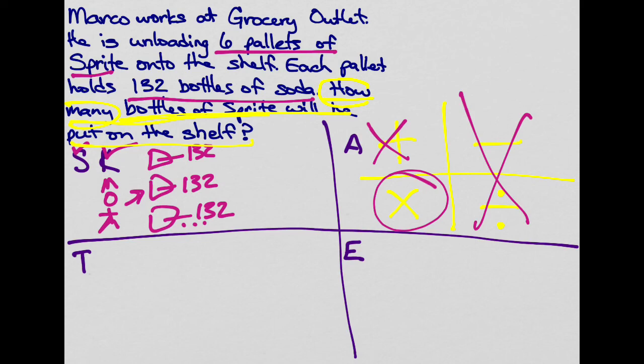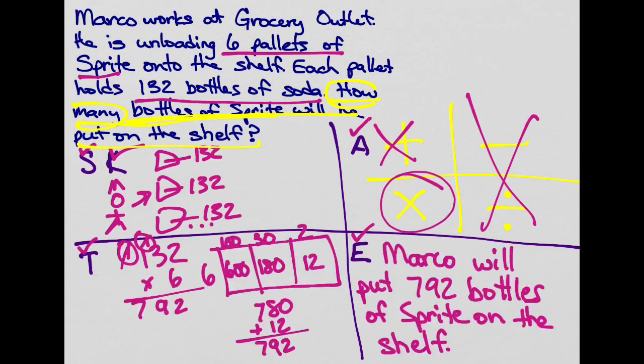All right, go ahead and pause the video again and solve the try it and explain steps. When you unpause the video, you'll be able to check your answers against my work. All right, check your work. In the try it step, I used the standard algorithm to multiply 132 times 6, and then I used the area model to check my work, and I got the same answer both times. So then I used the explain step to answer the question, how many bottles of Sprite will he put on the shelf? And I wrote, Marco will put 792 bottles of Sprite on the shelf.